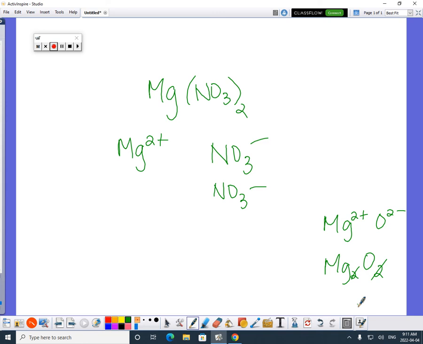How are the number of magnesiums to nitrate related? How are they different? How does this relate to the chemical formula? You can do that now, or you can do it later, okay?